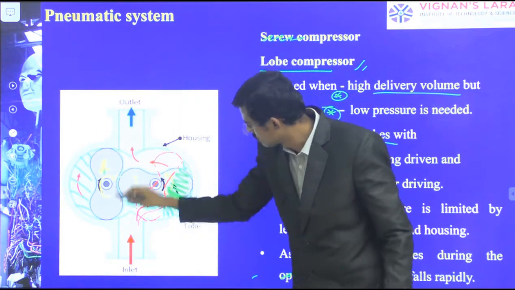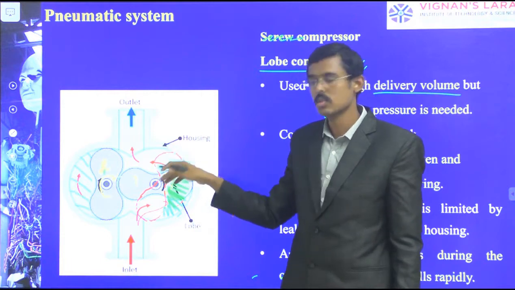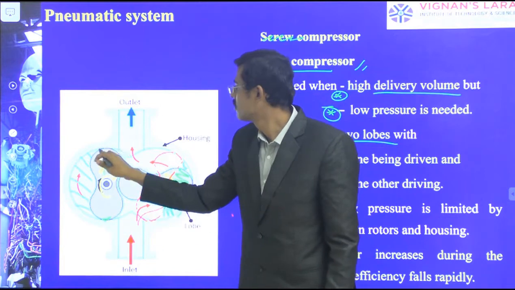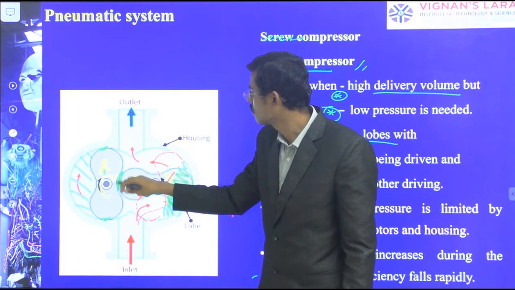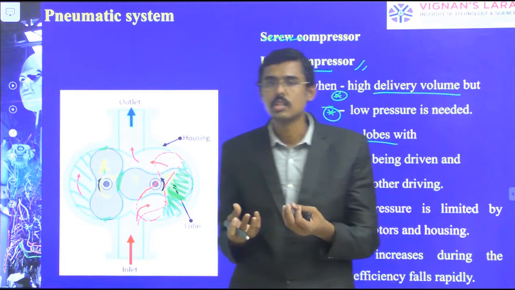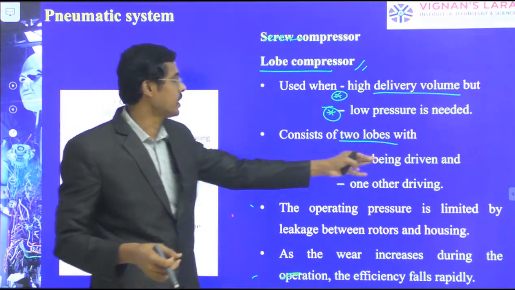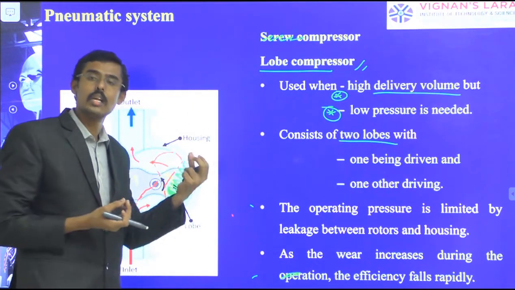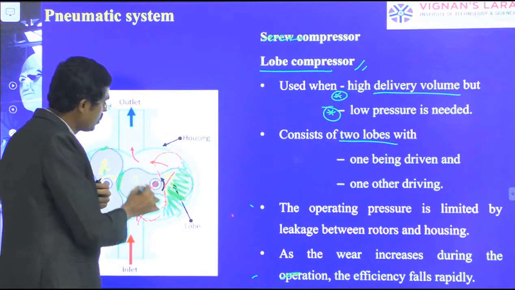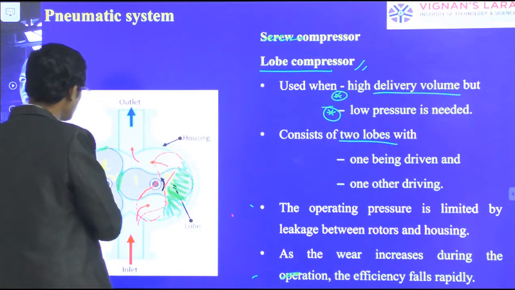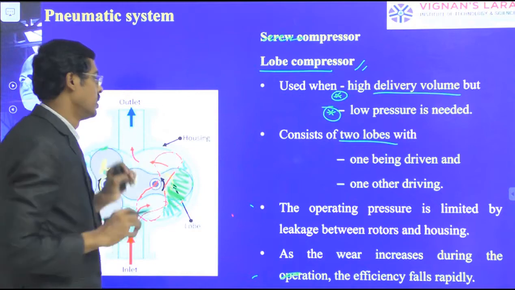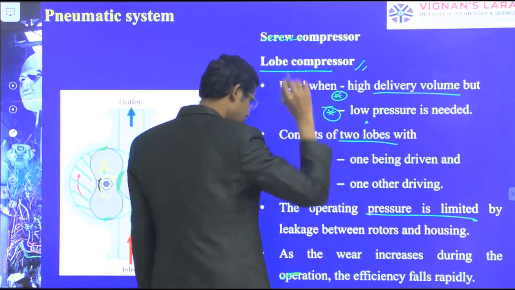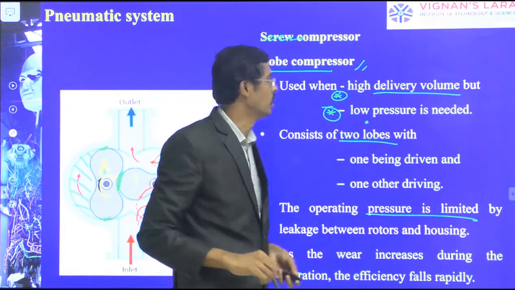Accordingly it moves, and here one problem is that friction is created at these points. Therefore, it has to be taken care of. One is driven and the other is driving, so I connect one to the external motor. In such a way, one can rotate, and at the same time the other moves along with it. The operating pressure is limited, low pressure. There is also leakage between the rotor and the housings.